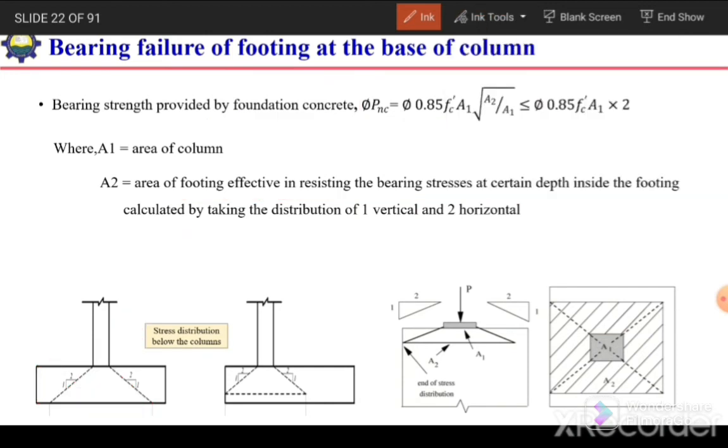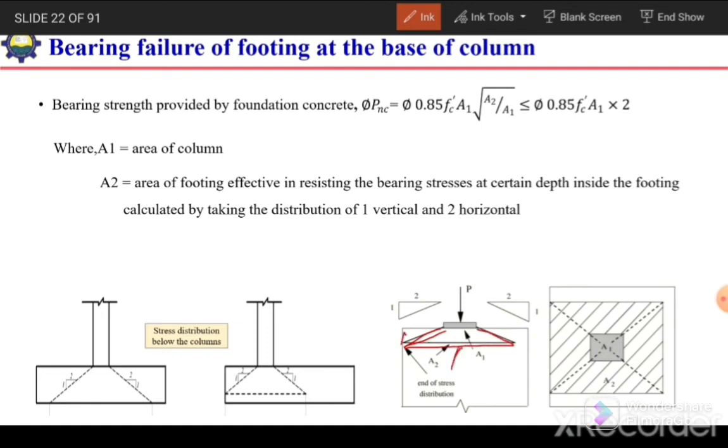this column is close to one edge, so in that case, if we consider this distribution 2:1, we will reach up to the edge of this footing at a certain depth. So at this depth, we will reach the edge of this footing, and the area at this level will be considered. So here it is more clear. We have a column and its distribution is considered like this. So at this level we have reached one face of the footing.